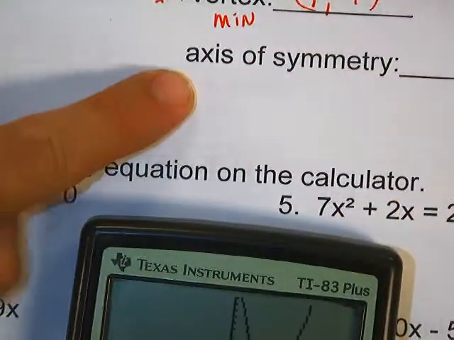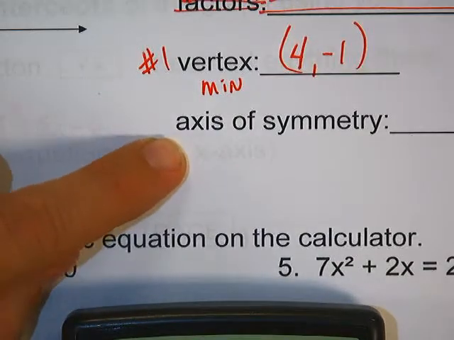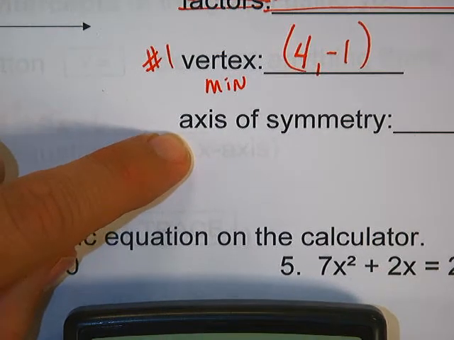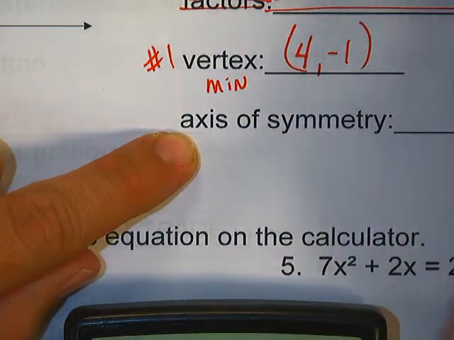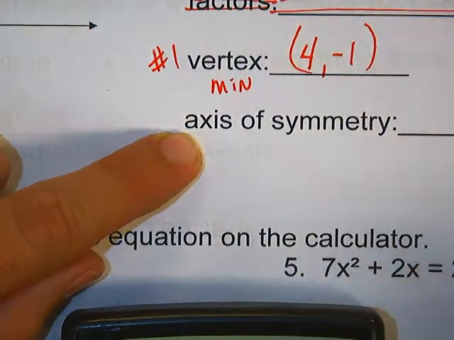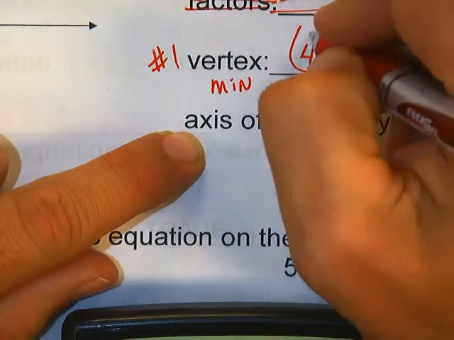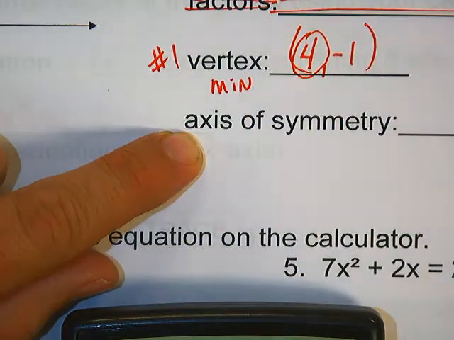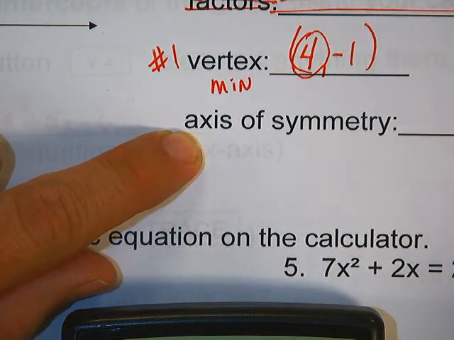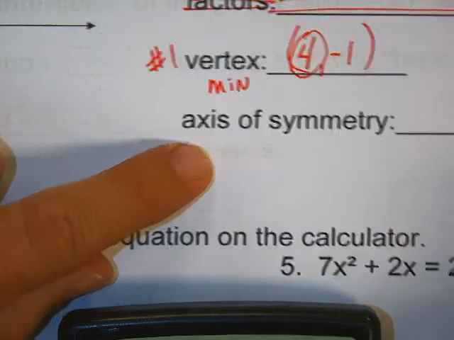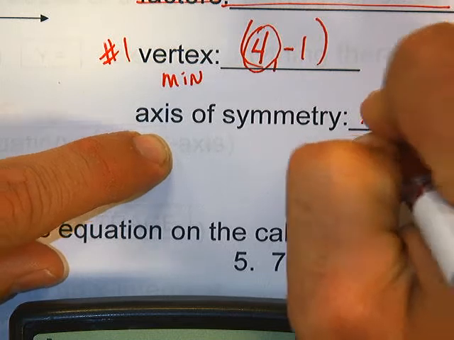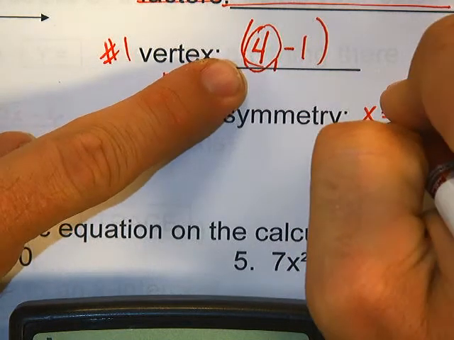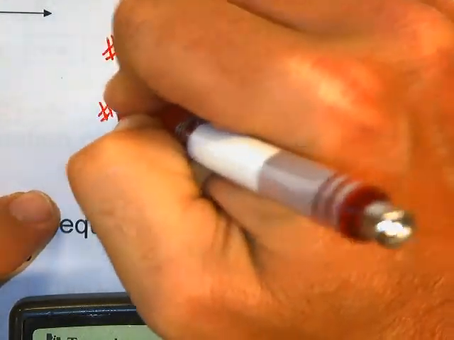Now, axis of symmetry. We dealt with that in 6.1. That's the vertical line that splits the parabola in half. It's always the x value of the vertex. So my axis of symmetry equation would be x equals 4. So I did this second.